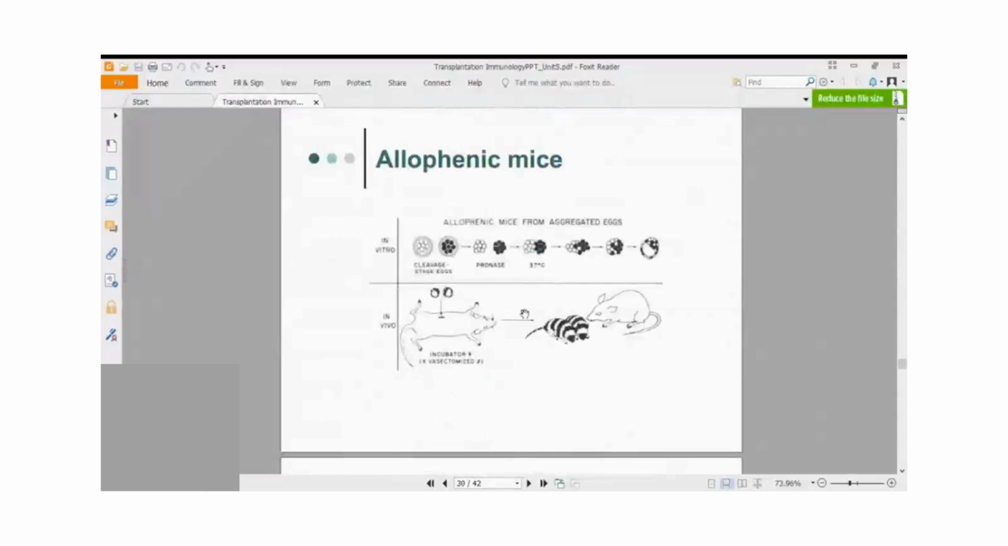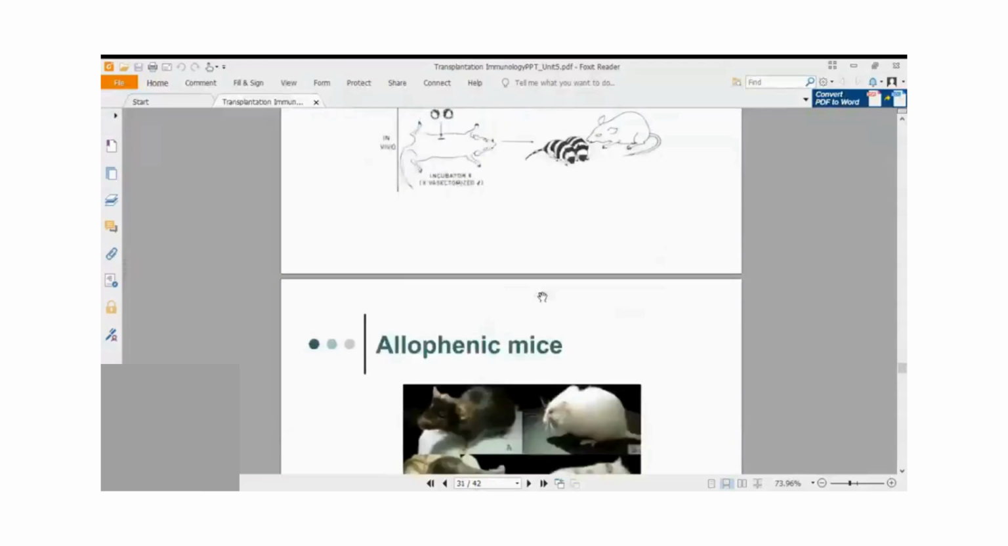Therefore, this allophilic mice will express both the pigments, and it will have equal expression of both the genes, which you can call a codominant expression, where you have forcefully brought two different blastomeres together of two different strains of mice, and both developed into a mouse which will now have 2n constitution of A and 2n constitution of B. That is the allophilic mice, the tetraparental mice.